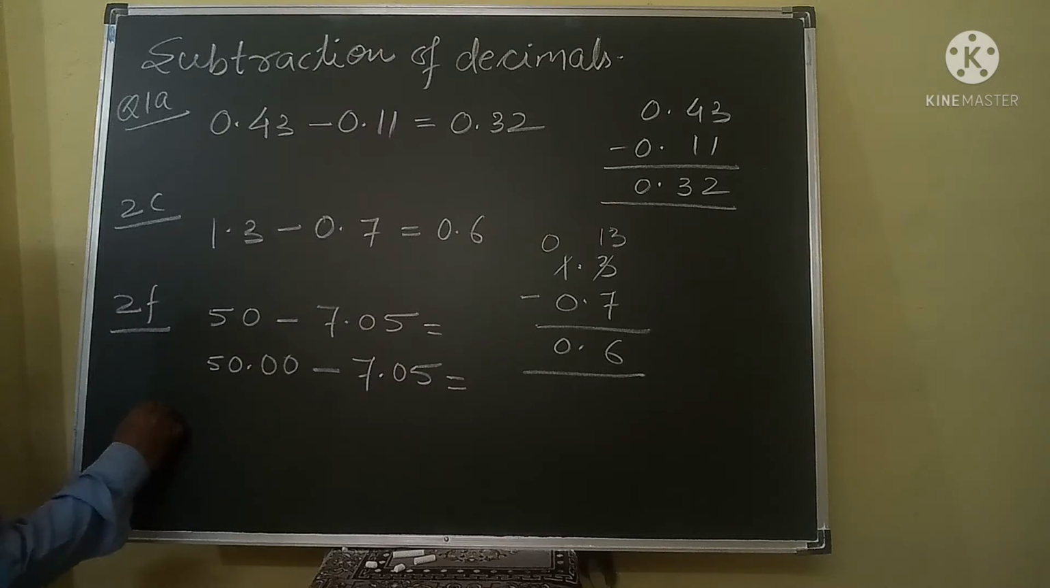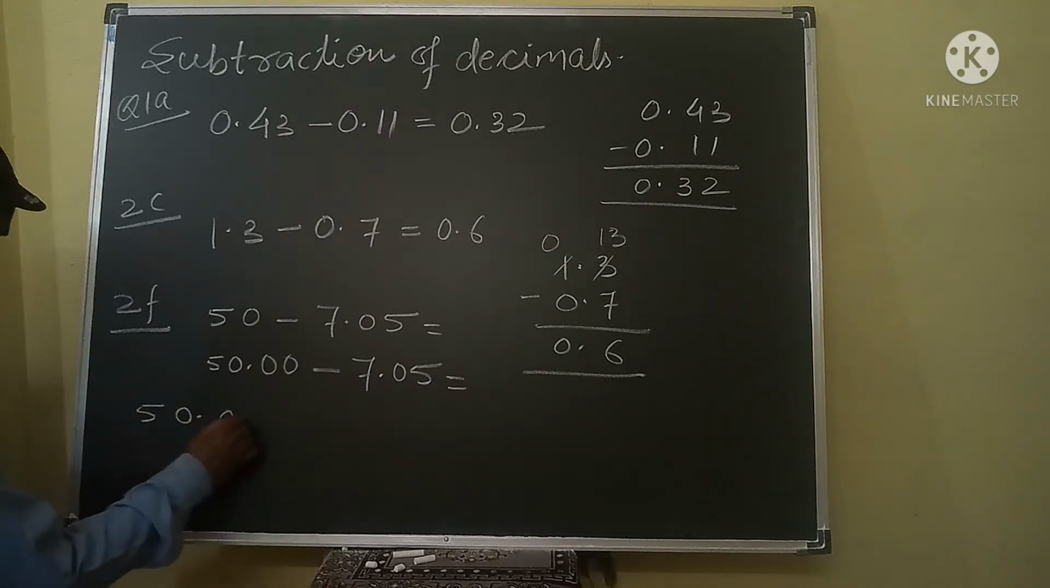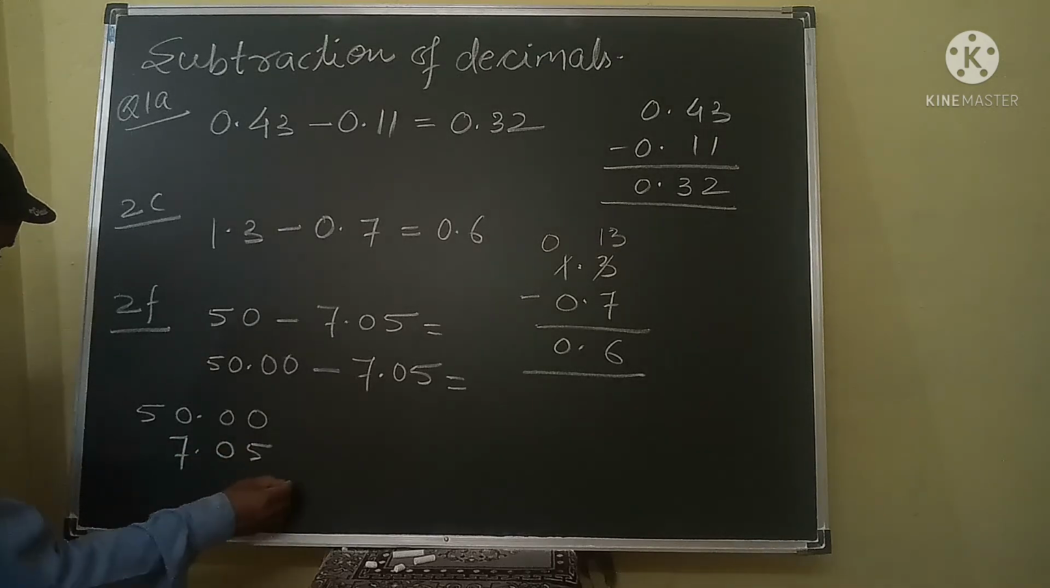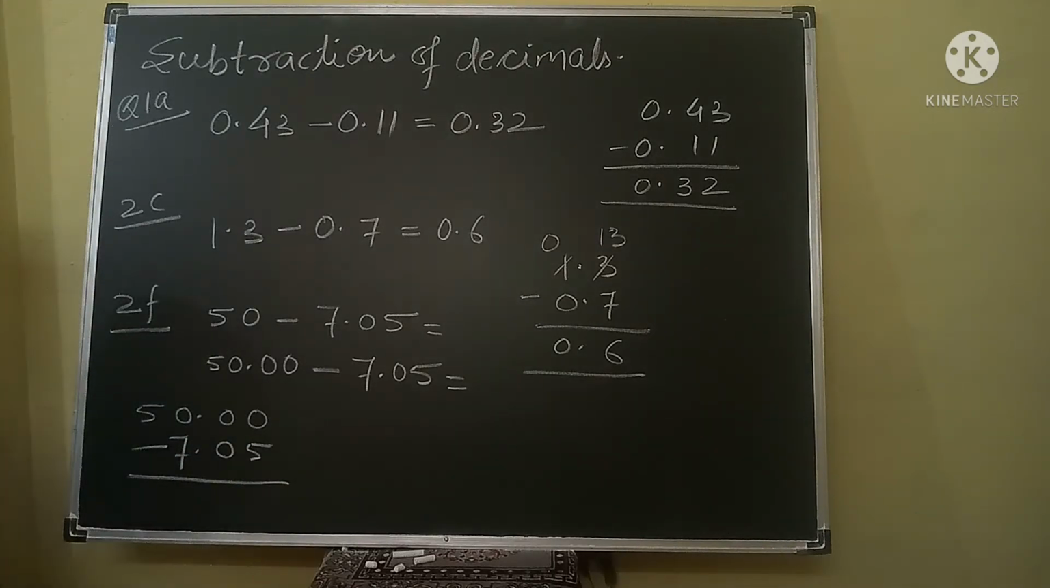This is 50.00 and this is 7.05. That means 7.05 we will subtract from 50.00. What we will do?